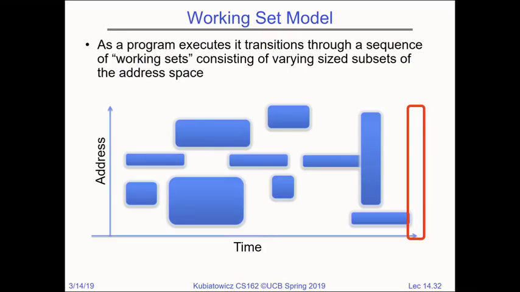Okay, if I go here and I'm about to start executing in this region and suddenly there's a bunch of pages in the address space that I have to get off of disk, that's going to take a really long time. And the average memory access time during a region where I'm pulling things off of disk is going to go toward the disk time.